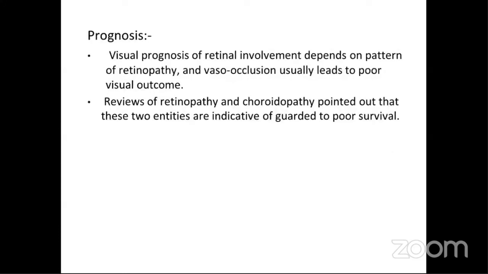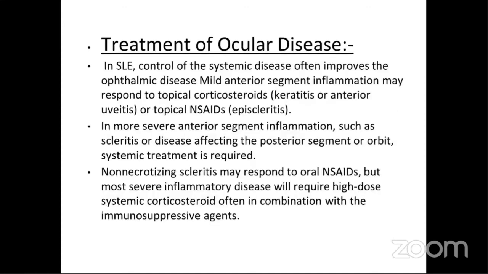Prognosis. Visual prognosis of retinal involvement depends on the pattern of retinopathy, and vaso-occlusion usually leads to poor visual outcome. Reviews of retinopathy and choroidopathy pointed out that these two entities are indicative of guarded to poor prognosis. Treatment of ocular disease: in SLE, control of systemic disease often improves the ophthalmic disease. Mild anterior segment inflammation may respond to topical corticosteroids or topical NSAIDs.